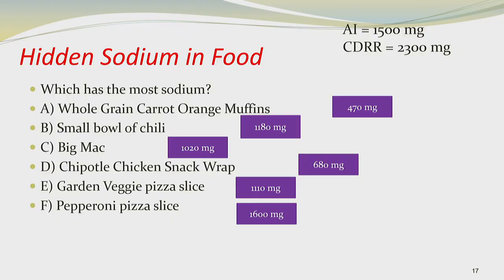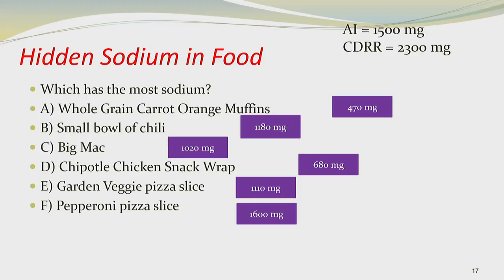So we do have the highest being the 1600, right? The pepperoni pizza slice. And that is closely followed by the Big Mac. So you were not far off. Oh no, actually the small bowl of chili before the Big Mac, right? So hopefully this is not chili that you've made at home. This is something you're buying from the store and, you know, maybe pre-packaged, ready to eat kind of. And then we have the Big Mac and then the others following as well.